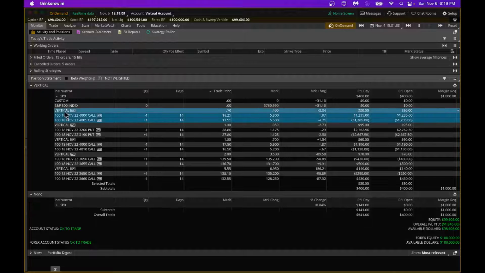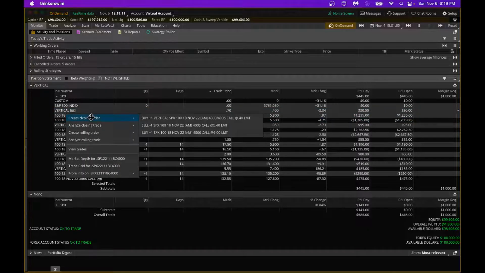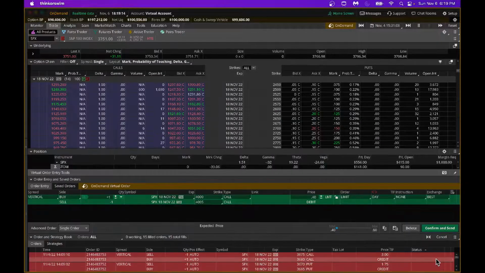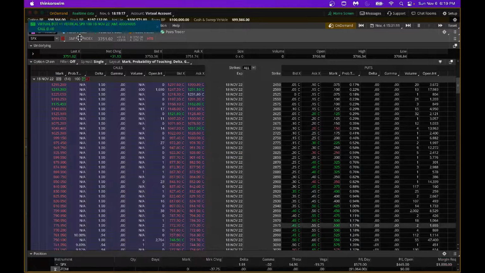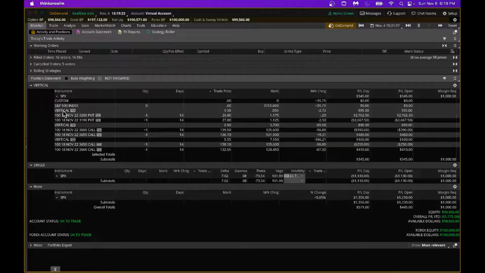For this illustration, I will close this out here and take $30 profit, as you can see here. All right, let's confirm and send. All right, so we got $30 profit. Very low stress strategy. I do this all the time on SPX, which is very liquid.